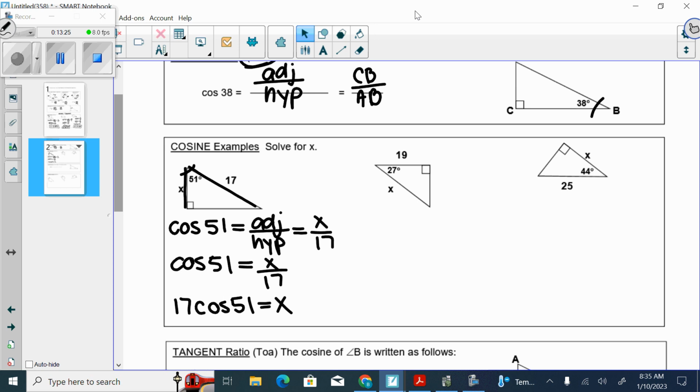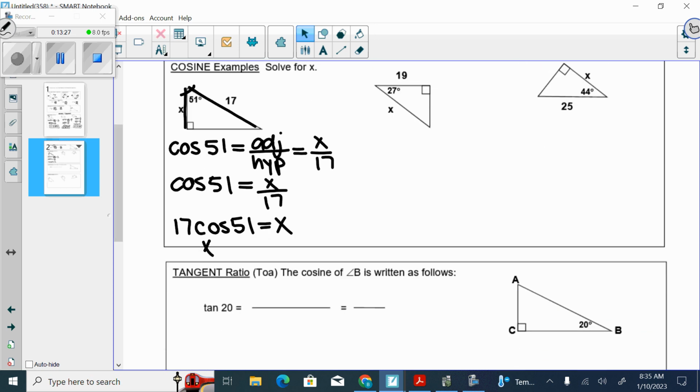All right, so whenever we solved here, we should end up with x equal to 10.698. Okay. All right, second drawing here. So here's my angle. What's this one going to look like when we set it up?